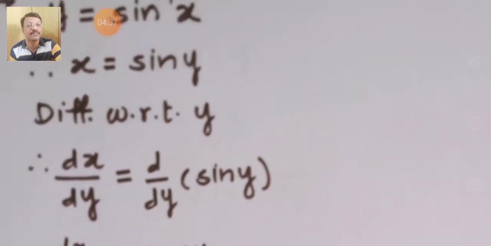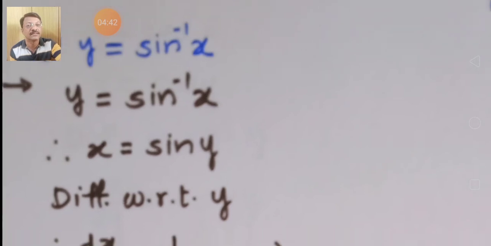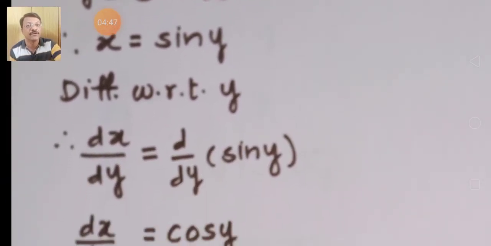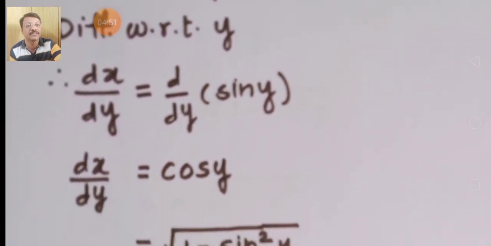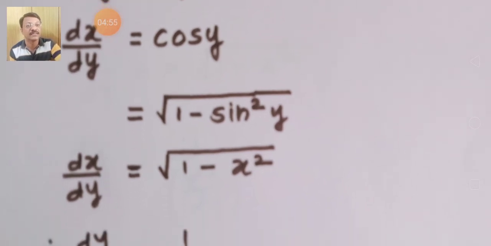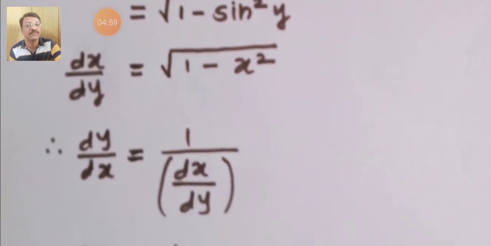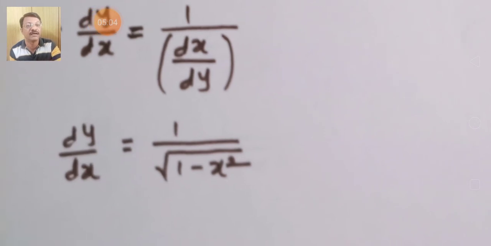Remember these steps. Take y is equal to sin inverse x in the beginning as it is given to us, then write that as x is equal to sin y, then differentiate it with respect to y. So you get dx by dy is equal to d by dy of sin y, which is cos y. Cos y is written as root of 1 minus sin square y. That means root of 1 minus x square. So dx by dy is found. Then write dy by dx as 1 upon dx by dy and finish it as dy by dx is equal to 1 upon root of 1 minus x square.